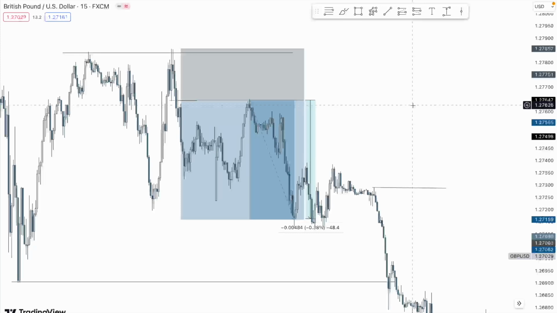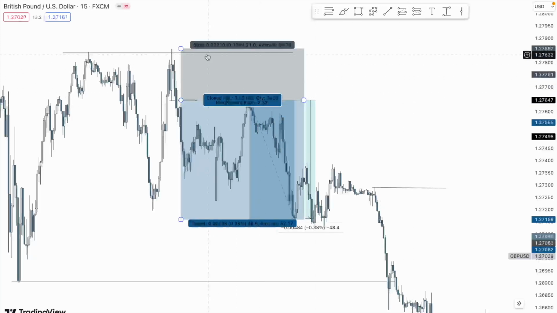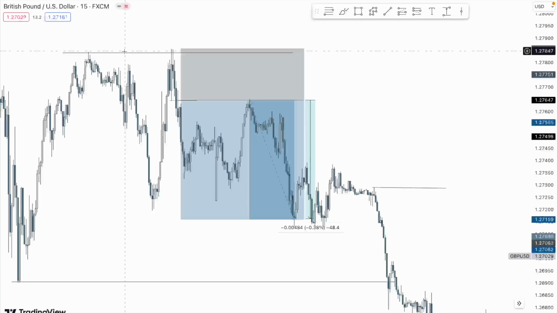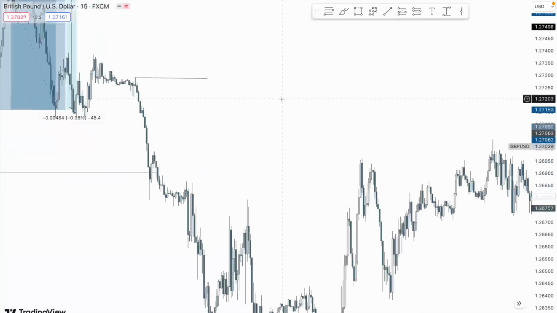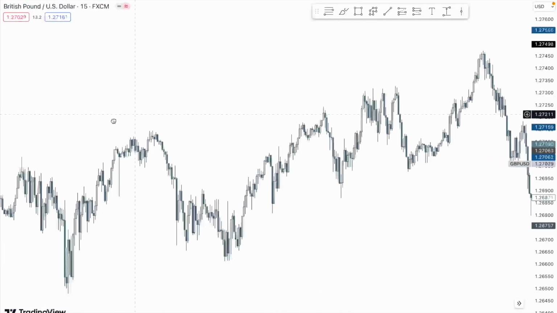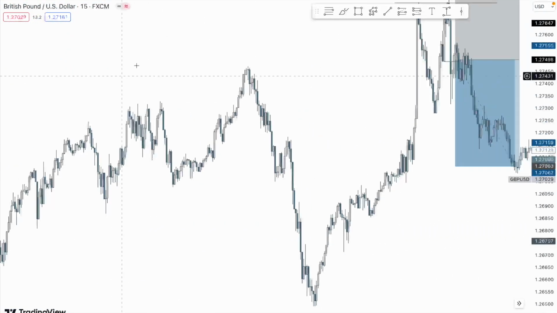So this is how you would know if a particular sweep is a high probability liquidity sweep or if it's a low probability liquidity sweep. If you have any questions, you can ask me. This is pretty much all about the liquidity sweeps. I hope it makes sense.